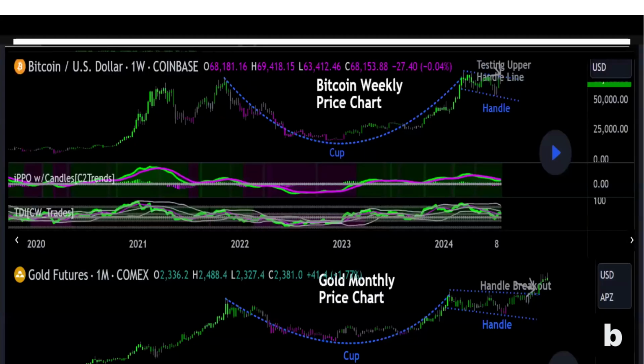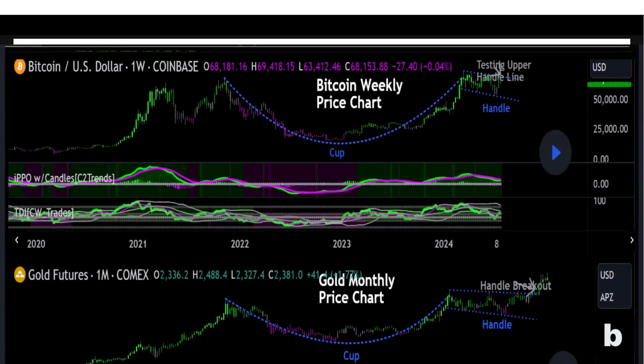But one thing we can see is that they're both building this cup and handle pattern. And the cup and handle pattern for me on the gold futures chart is very live. But if we look on the Bitcoin chart, we can see we're still tucked in beneath that range. So hopefully, we're also going to see Bitcoin starting to move on that cup and handle pattern.